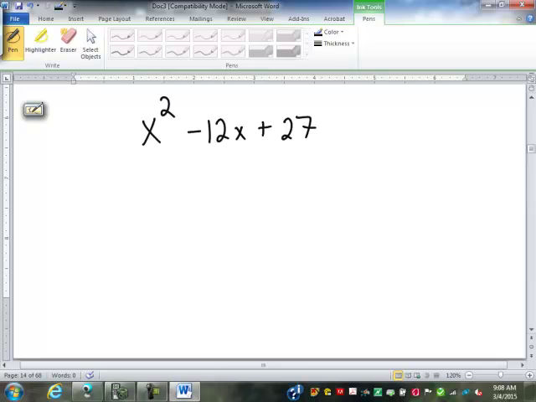So you guys try this one quick in your notes. What do you guys get here? That's all you got? That's it, you're done. Negative 3 times... well, 27 would be 27 and 1 or 3 and 9. 3 and 9. And negative 3 and negative 9. That makes the negative 12.